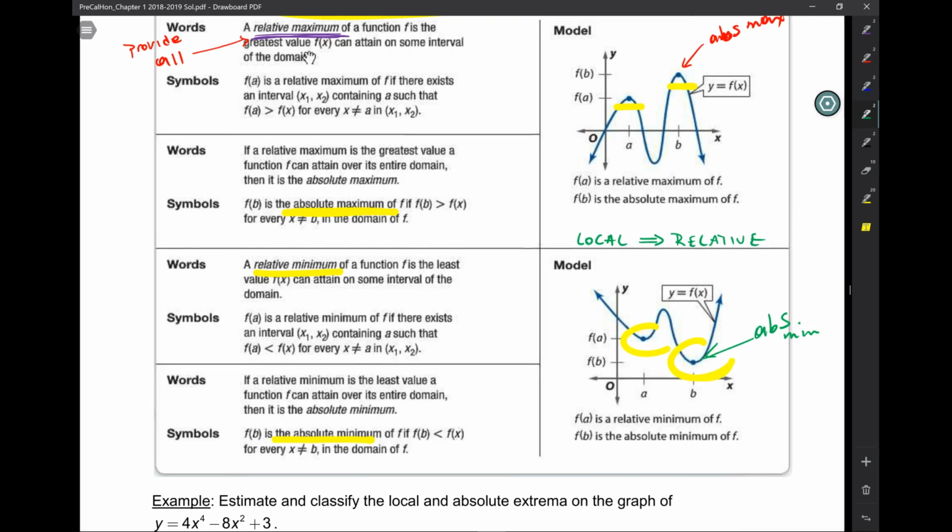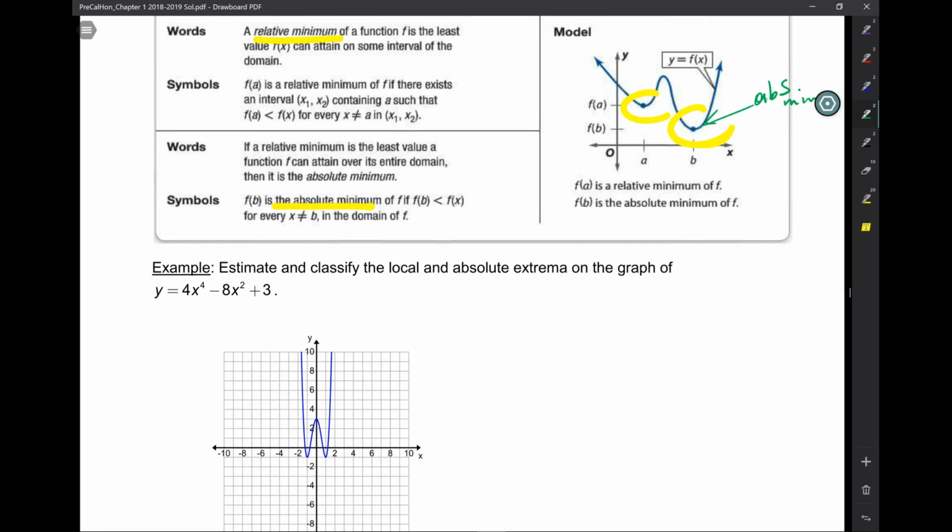Now, important. If I say provide the minimum or maximum value, what am I referring to? What does the word value mean? Would it be any value in the graph? If I say minimum or maximum value, I want the y coordinate.